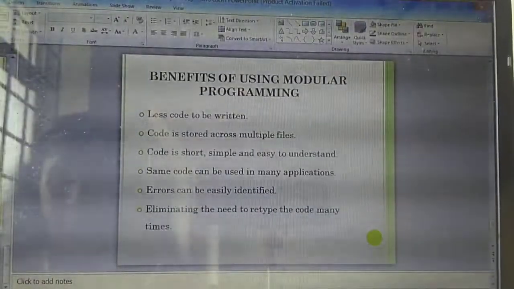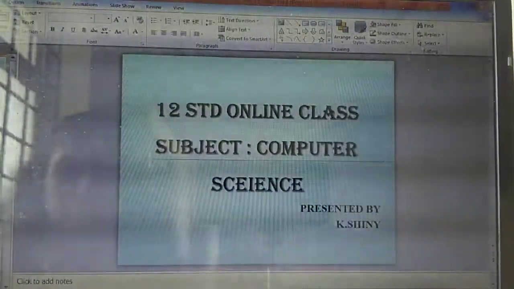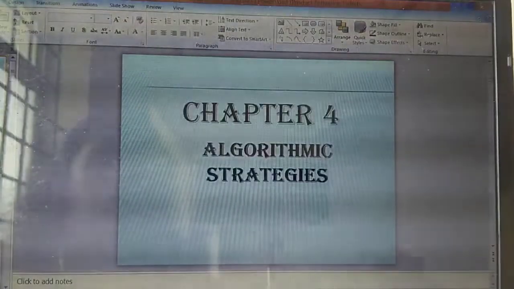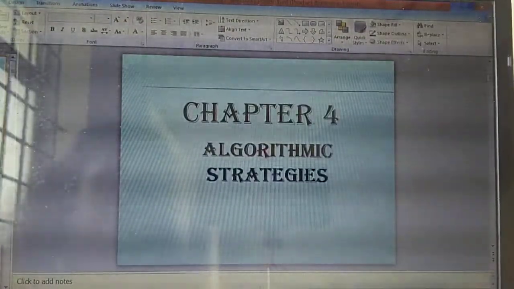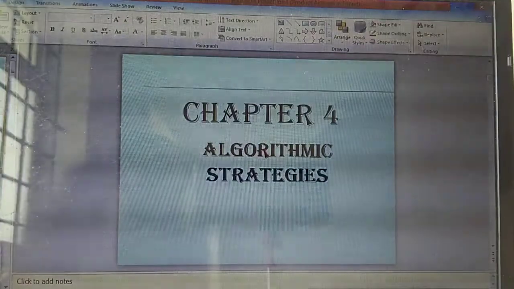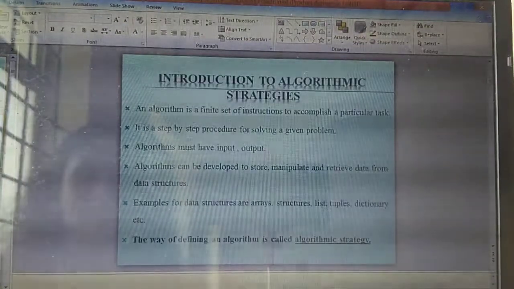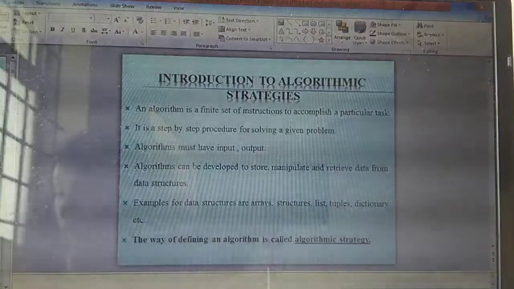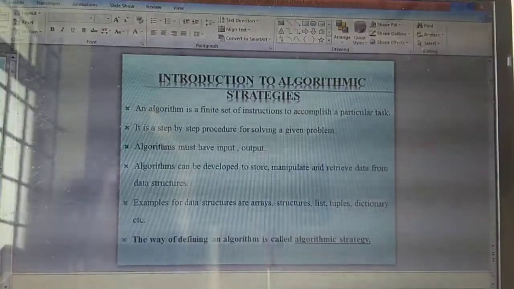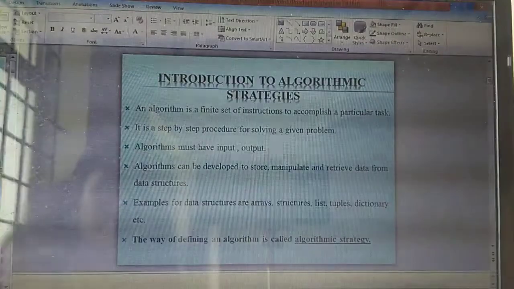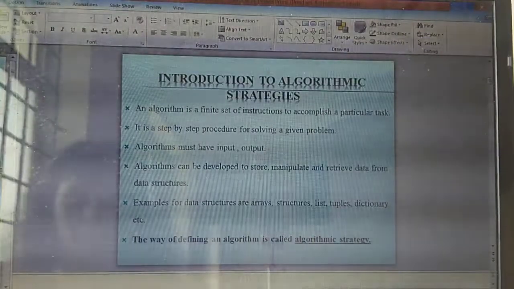Next one is chapter 4. What is chapter 4? Algorithmic strategies. What is the heading of chapter 4? Algorithmic strategies. Somewhat different. In this chapter we are going to study a lot of algorithms. What are the things we are going to study in this chapter? Algorithms.